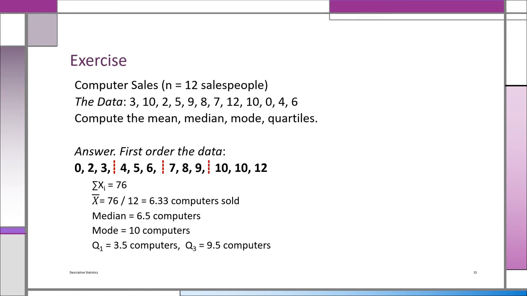For Q1, we take the lower half of the observations below the median and get the median of those, and that'll be between 3 and 4. So Q1, the first quartile, is 3.5. We do the same thing for the half of the data set that's above the median, and we're halfway in between the 9 and the 10. Again, halfway in between the third and the fourth observations, so Q3 is 9.5.